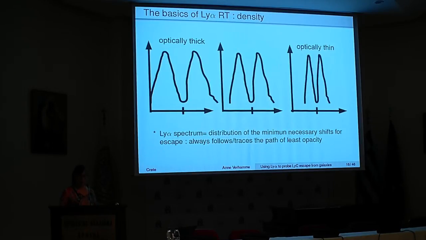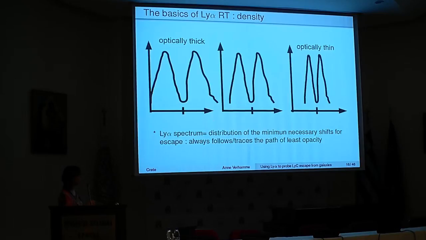And about the density, here I hand drew three cases of different opacity. In a medium which is more optically thin, the Lyman alpha photons will need to go less far in the wings to be able to escape. And so the peak separation will be smaller. And if you increase the opacity of the gas, if there is more gas to diffuse into, then the Lyman alpha photons will have to go further in the wings to be able to escape.